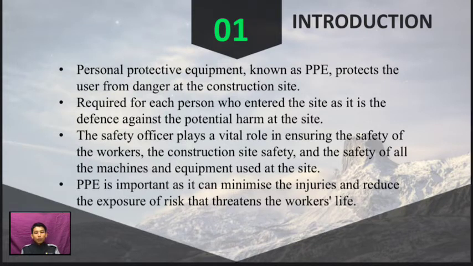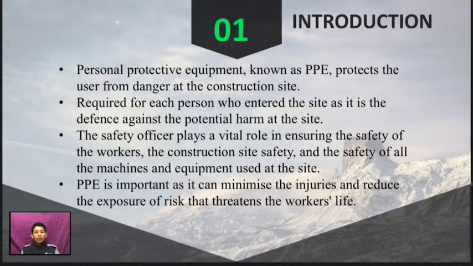Personal protective equipment, known as PPE, protects the user from danger at the construction site. As we know, the construction site is very dangerous, so we need to use PPE properly to protect ourselves from danger. It is required for each person who enters the site, as it is the defense against potential harm at the site.